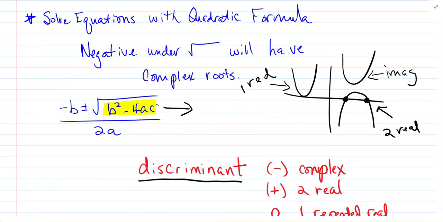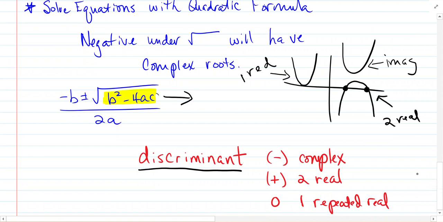So the last thing you might need is if you're solving equations with a quadratic formula, the negative under the radical will have complex roots. So you would have some things be real where they cross the x-axis, and some things would be imaginary where they don't have an x-intercept. Okay. The discriminant is this part right here in the quadratic formula that tells you whether you have complex roots, real roots, or a repeated real root. So that's some other information. Let's go look at the problem set.